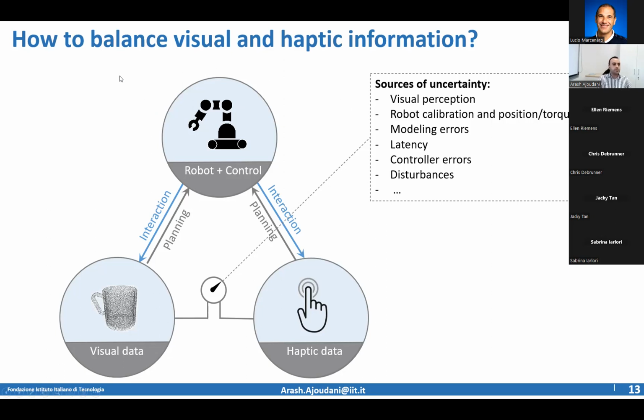So the trick is how you can actually combine this data. Of course, as I was mentioning, I don't know if you heard about this, it would depend a lot on the level of uncertainty you have from visual sensing and force sensing. It will also depend, if you're considering robotic applications, on whether those uncertainties are in your favor or not.